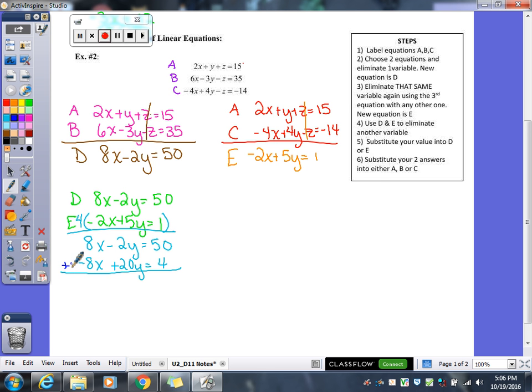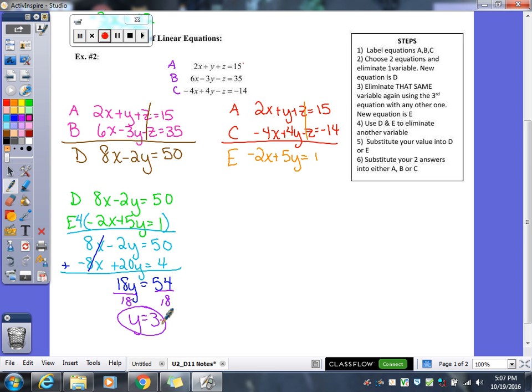So now as I add them, my x's cancel. Negative 2 plus 20 gives me an 18y. 50 plus 4 gives me a 54. So then we divide by 18, and we get y equals 3. We have our first answer.